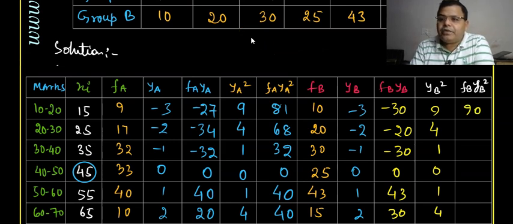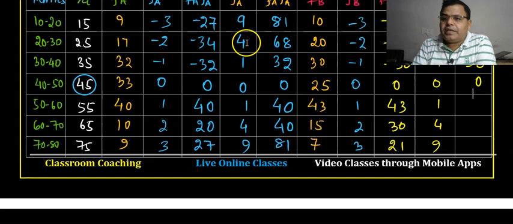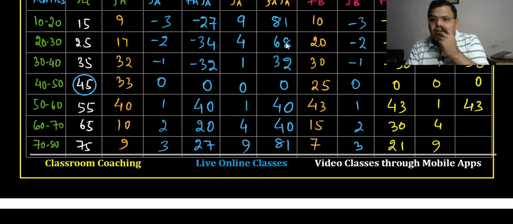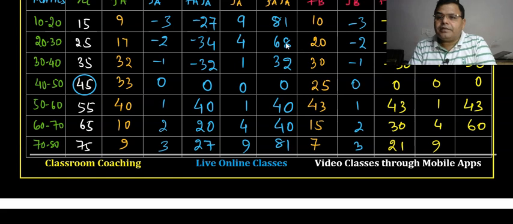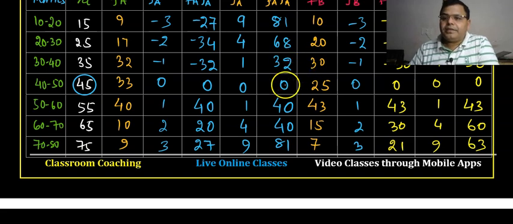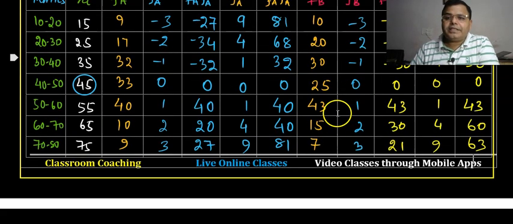30 into 1 is 30, 25 into 0 is 0, 43 into 1 is 43, 15 into 4 is 60, and 7 into 9 is 63. So that will be the answer. Now we can sum up all this.